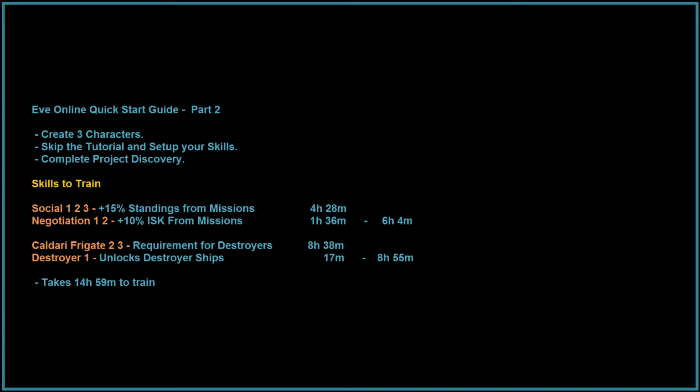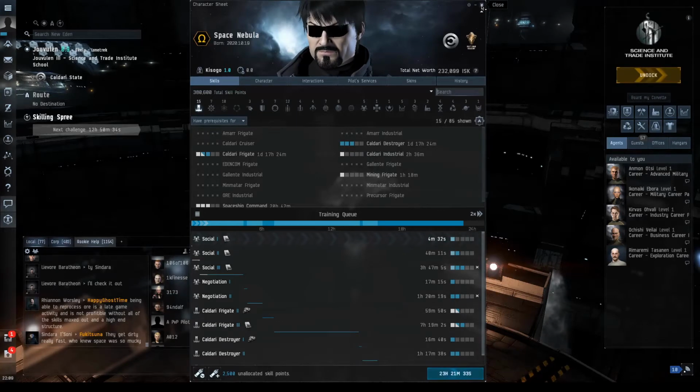So this part deals with creating three characters. You just skip the tutorial with them and then set up their skills and do project discovery. And there's also the skilling spree we didn't put on the list. Basically, you could have your alt characters and there's some dailies they could do.